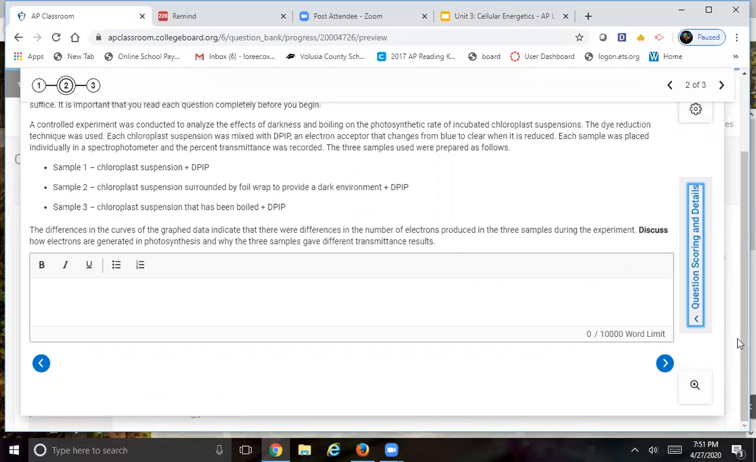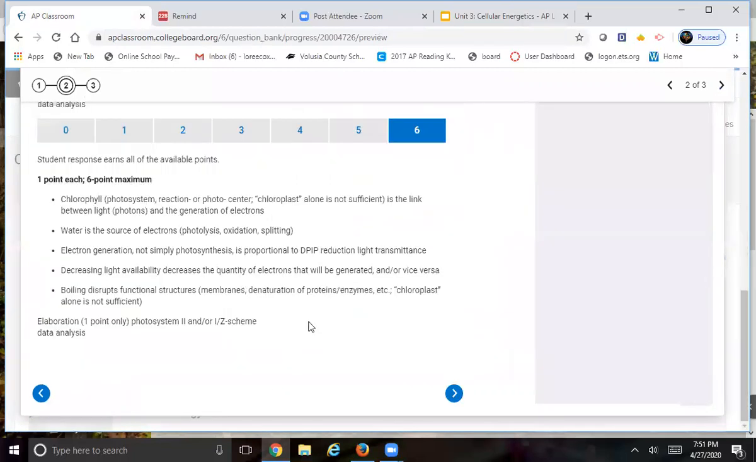Okay, so we wanted to talk about, first of all, that the chlorophyll system is the link between the light and the generation of electrons. So those photosystems, photosystem 1 or photosystem 2, getting zapped. Where did the electrons come from? Water. That electron generation is not simply photosynthesis. It is proportional to the DPIP reduction and the change in light transmittance.